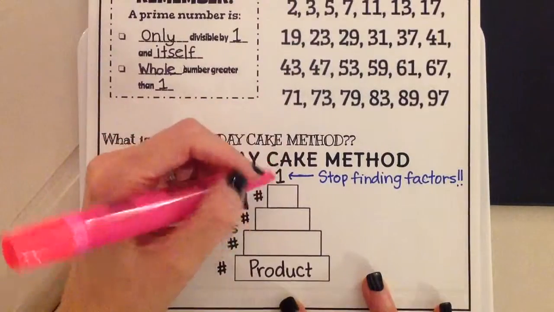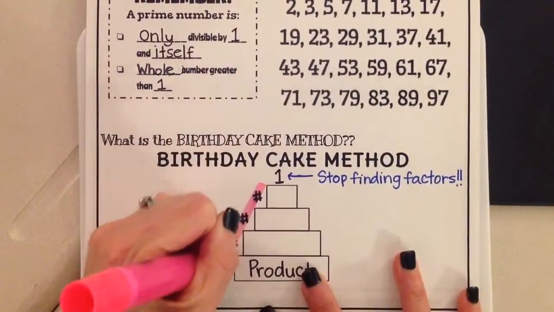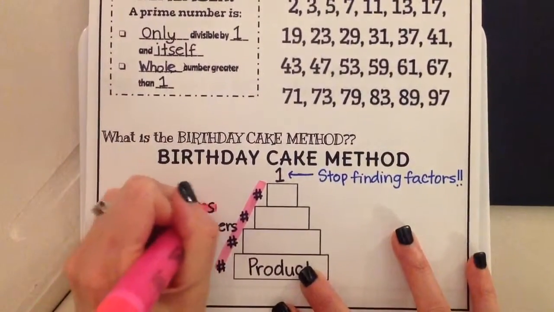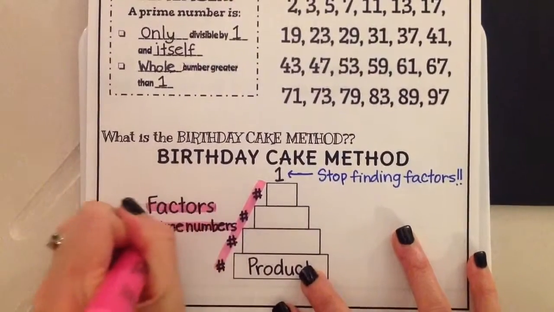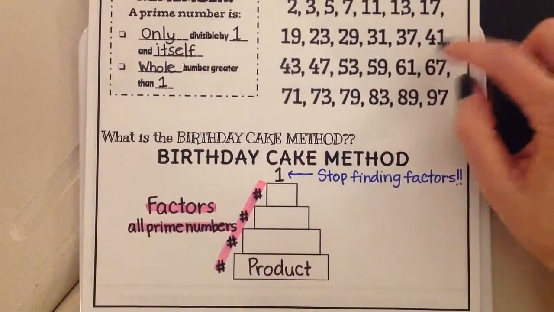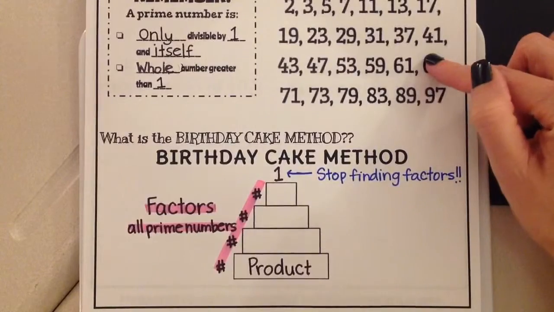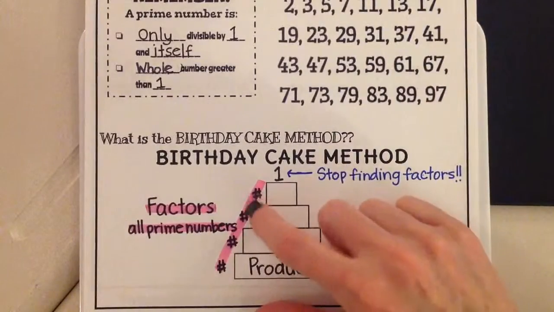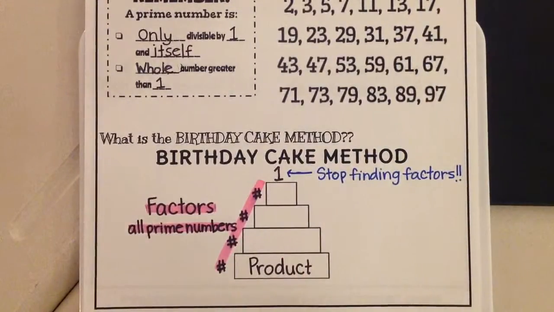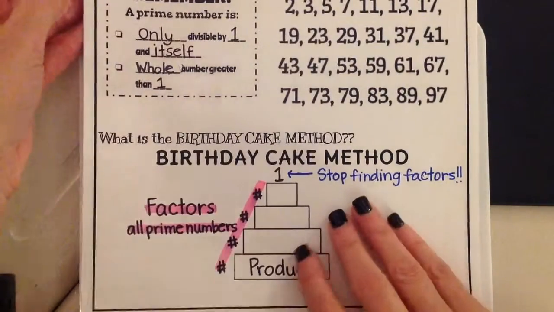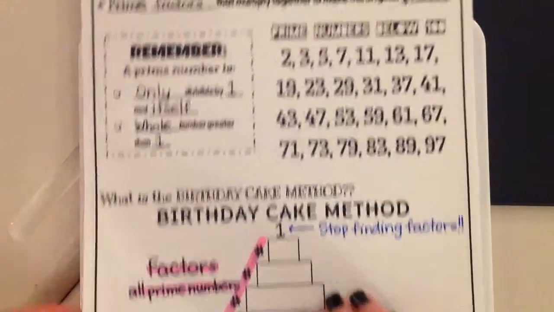And another important thing you should notice is that these numbers out here that make up your factors should all be prime numbers. So it should be one of these numbers that come out of this prime factor list here. And these are the numbers that we're going to use to help us simplify a radical in the next lesson. So let's practice actually using the birthday cake method to find prime numbers.